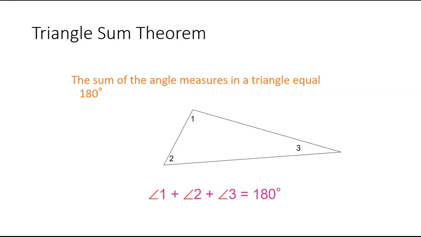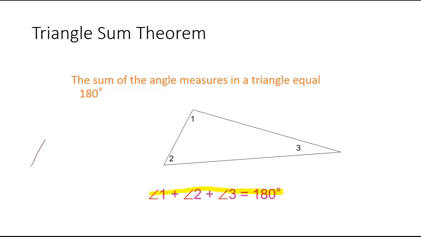the triangle sum theorem. The triangle angle sum theorem basically states this: the sum of all of your angle measurements in a triangle are always equal to 180. So basically, what that means is that if I add up my angle 1, my angle 2, and my angle 3, it's going to equal 180. Now, how can I use this information?